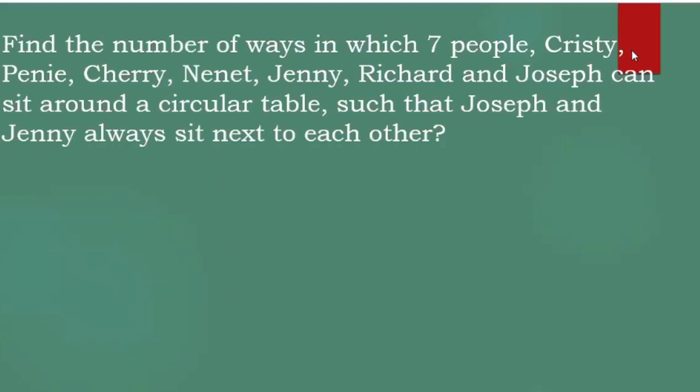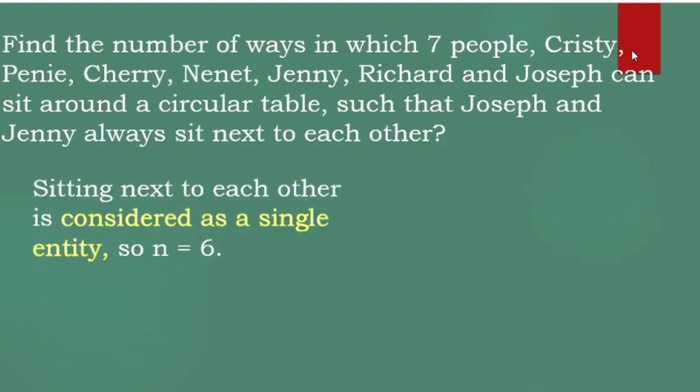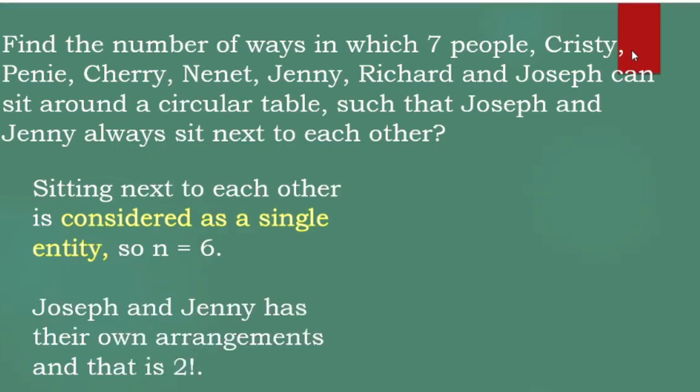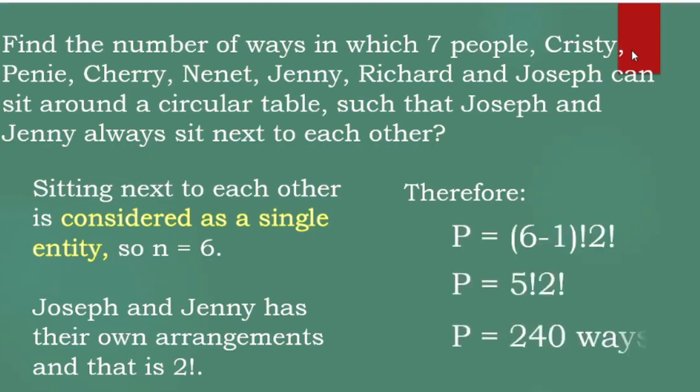Okay, another question. Find the number of ways. Okay. So the condition is sitting next to each other is considered as a single entity. So Joseph and Jenny have their own arrangement, and that is 2 factorial. So therefore, okay, for this question, Balatbat is the first to answer. We have 240. Okay, very good. The answer is 240.